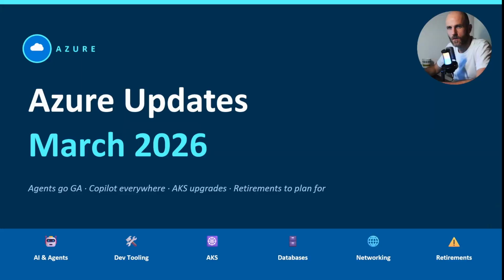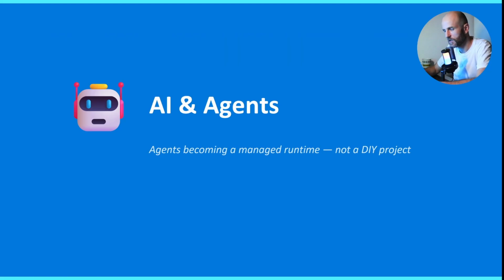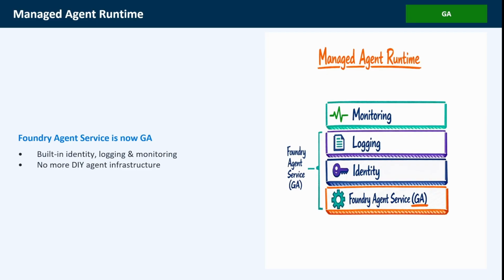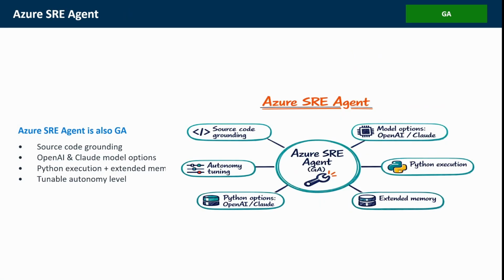So let's get started. Okay, so let's start with everything related to AI and agents. If I think about what's changing, it's that agents are becoming a managed thing, not a do-it-yourself project. So as you can see, Foundry Agent Service is now GA, so I've got a much better starting point for identity, for logging and monitoring.